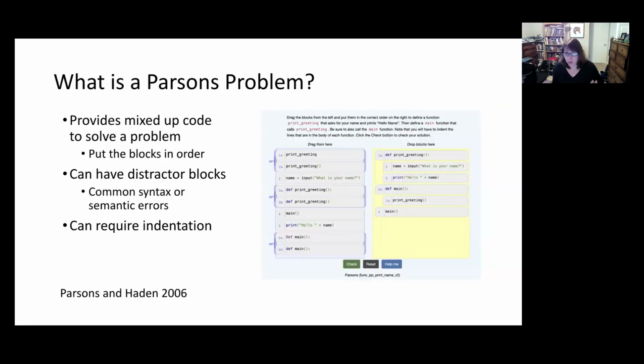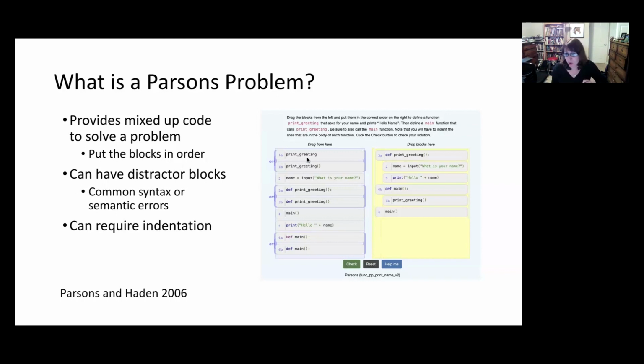So what's a Parsons problem? It's an example of a completion problem where you're given all the correct code to solve a problem, but it's mixed up and you have to put the blocks in order. Usually, as you see here, you'll have mixed up code on the left and you'll assemble it into the correct order on the right with the correct indentation, since this is Python and Python requires indentation. Plus indentation is a useful thing anyway.